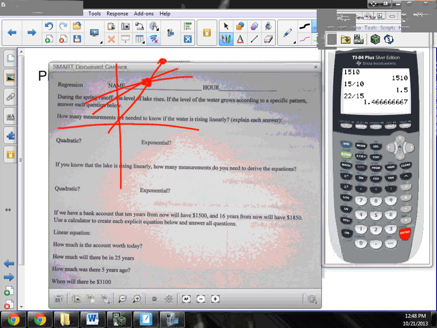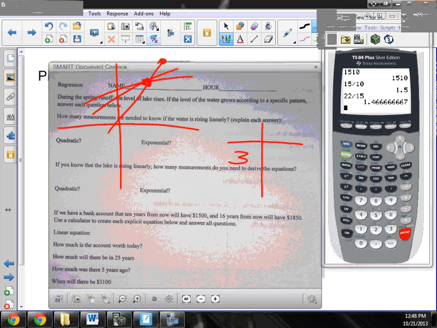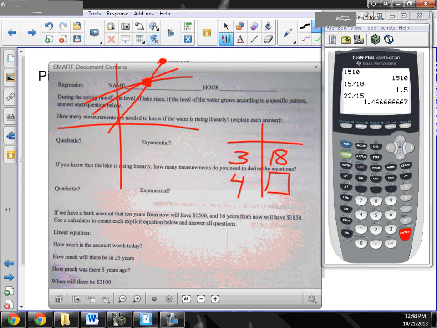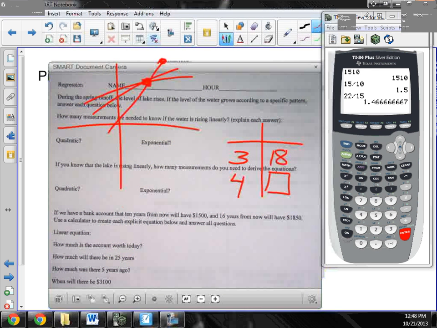Let's look at the chart. If I knew that on day 3 there were 18 feet of water, how come one more number would be enough? What do we need to know in order to write the equation?